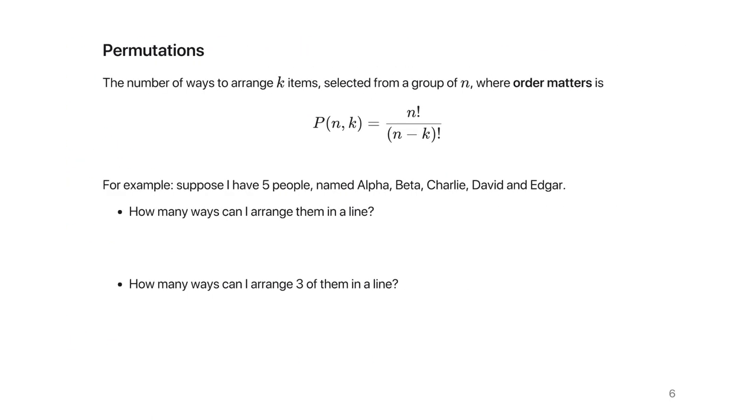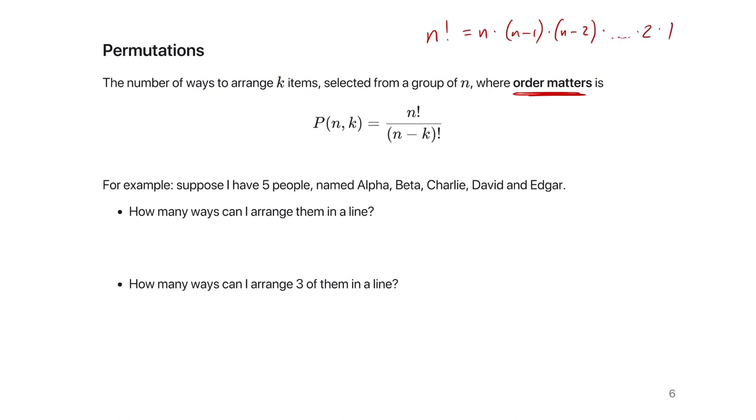Cool. And so then we move into this idea of permutations and combinations, right? And so the permutation formula that you'll see is the number of ways to arrange k items selected from a group of n where order matters. Okay, so the main thing to remember is with a permutation, the order matters. Okay, and this is n factorial divided by n minus k factorial, right? And at some point you must have seen that n factorial is just n times n minus 1 times n minus 2 times 2 times 1.